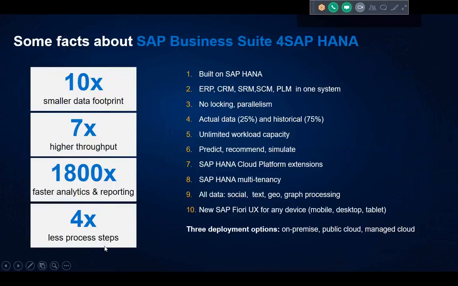Now, another thing you need to understand is the process steps. So many of the process steps are reduced. No locking, parallelism, actual data limited to 25%, historical data reduced. So workload capacity goes up because of that. And then you can do real-time prediction and recommendations. Digital transformation. SAP HANA is also there on cloud. There is a cloud extension, with multi-tenancy if somebody wants to use the cloud.